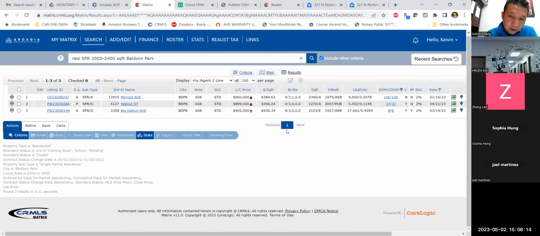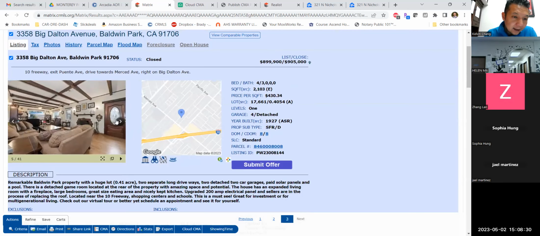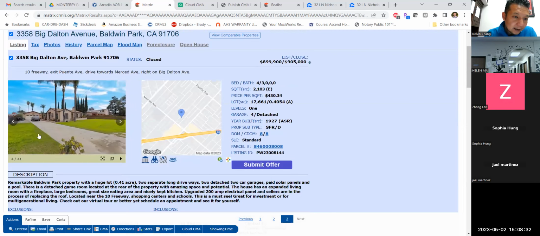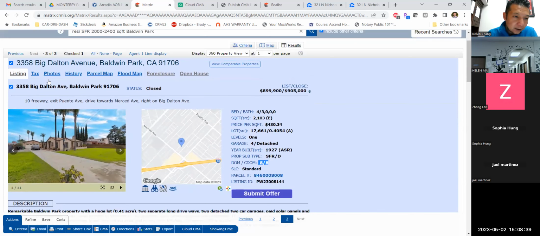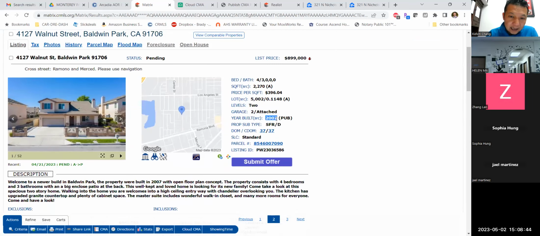Okay. So again, even this one that sold on Big Dalton had double the lot size. It was 17,000 here. That only got 430 per square foot. Okay, big home, big lot. It's very attractive to have such a large lot size for 905,000. It sold quickly too. So that is why when you do these analyses, this is a 2007 build. It's over 400 a square foot.